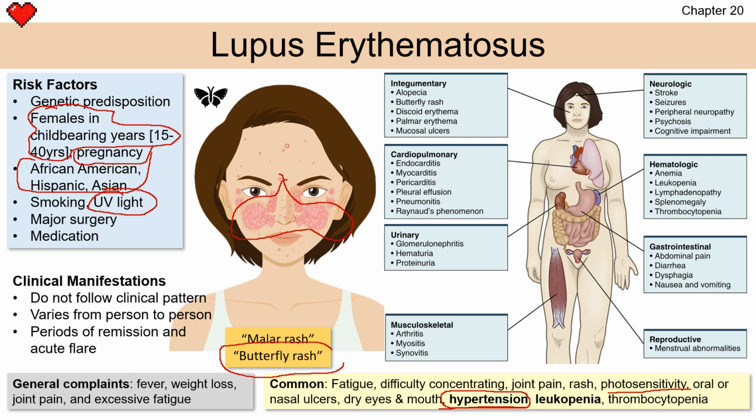Leukopenia is low white blood cells, okay, and also thrombocytopenia, low platelet count. So if you have leukopenia, that means you're high risk for infection, and if you have thrombocytopenia, you have a high risk for bleeding.